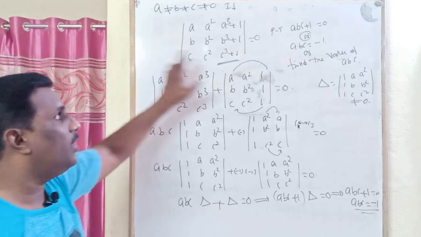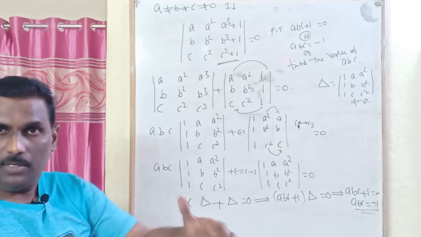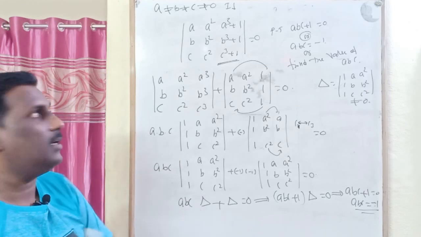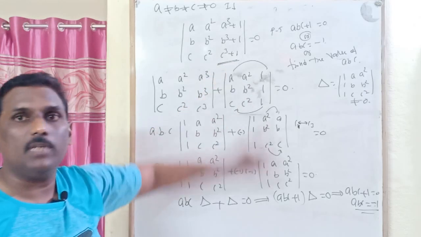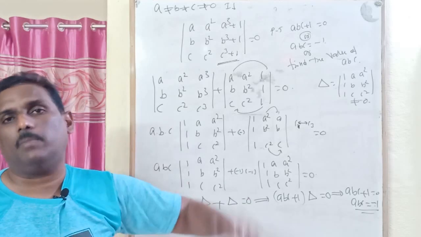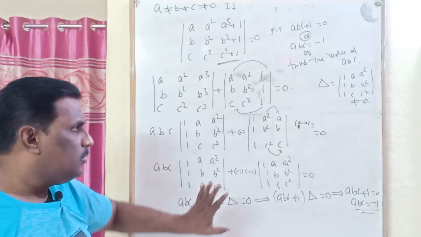So very important question. We are using this property first time in my video. This is the first time we are using property where one column or one row is addition of two numbers. We can make two separate determinants.